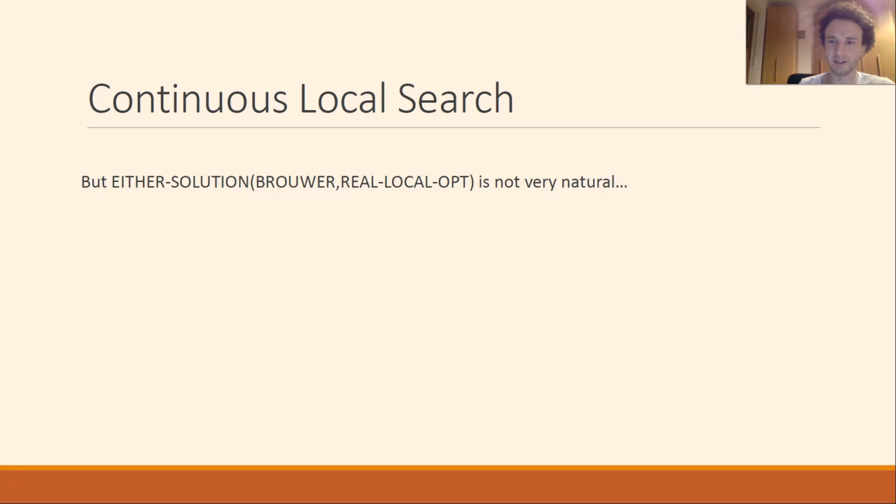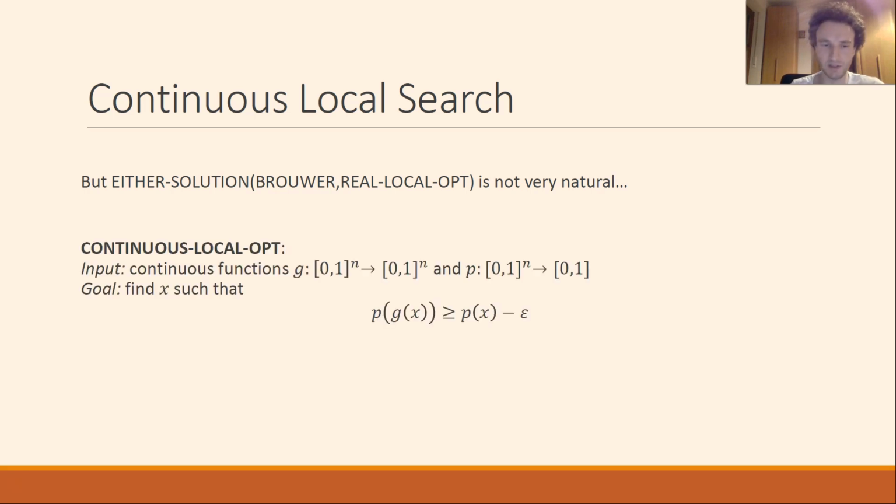And so, as Kalakis and Papadimitriou said, there's a much more natural way to combine Brouwer and real local opt. That's the problem continuous local opt. Continuous local opt is the same as real local opt, except that now G is required to be continuous as well. Not only P, G also has to be continuous. That's the only difference. So clearly this problem continuous local opt is a special case of real local opt, and as a result it lies in PLS.